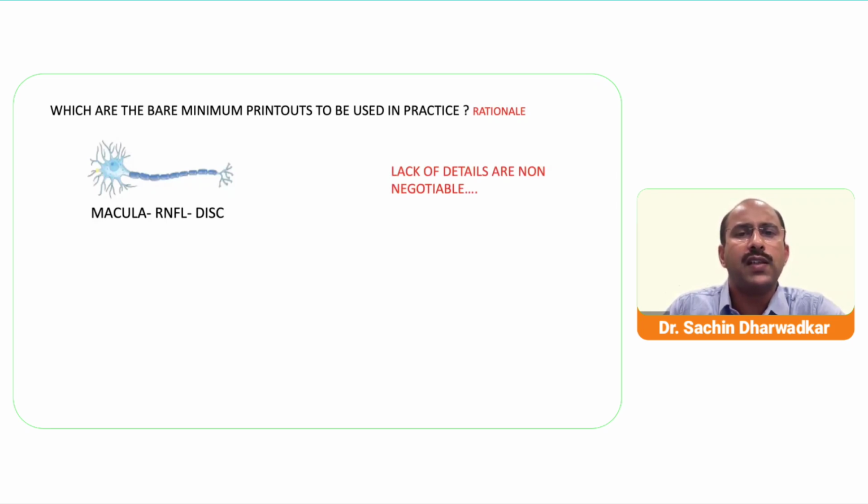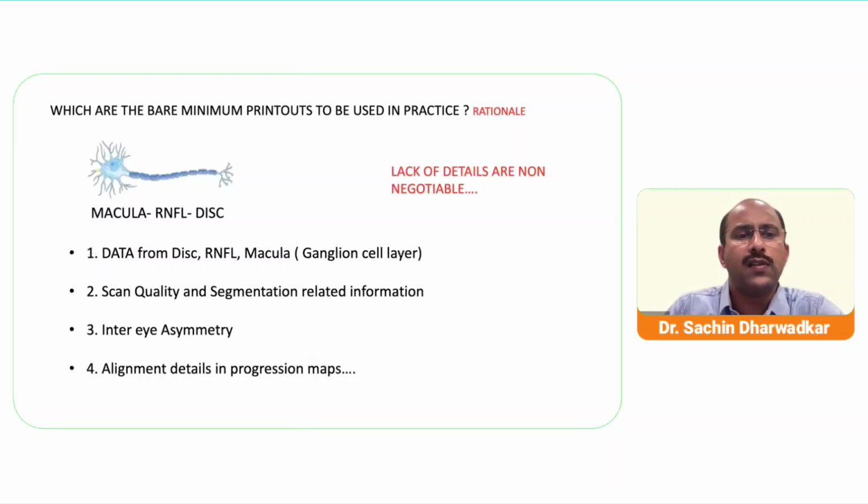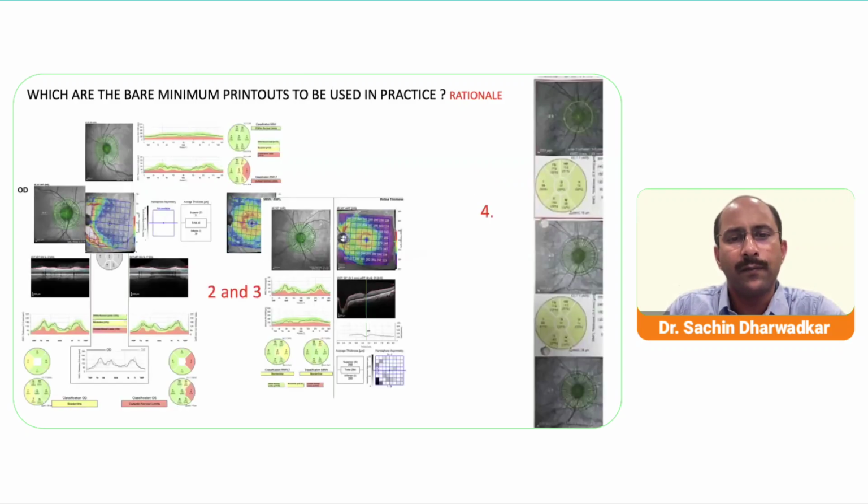So what do we exactly need to know from the printouts? One is the data has to be from the disc, RNFL, and the macula. The scan quality and the segmentation related information has to be present. Inter-eye asymmetry has to be depicted somewhere, and alignment details of successive maps in the progression map have to be represented somewhere, so that we are confident enough that what the machine is doing is right, and we do not have to run to the screen and onto the machine again and again to verify.